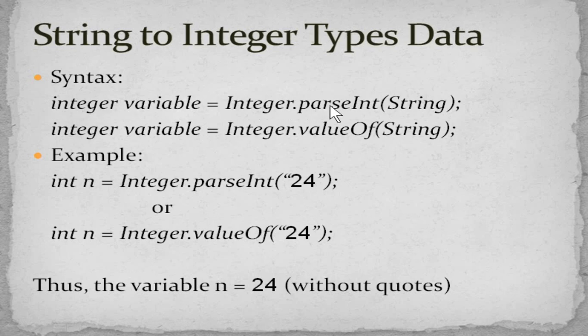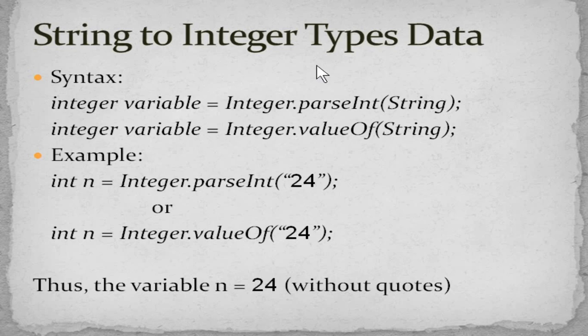Since you are going to store an integer value, you should have an integer variable on the left hand side, then an assignment operator, and then the wrapper class call Integer.parseInt, which starts with a capital I. You write the type Integer, then a dot operator, then parse, and the second word has a capital I, so parseInt is a single word. Within parentheses you should have a string. It can be a value, it can be a variable, so it can be anything.